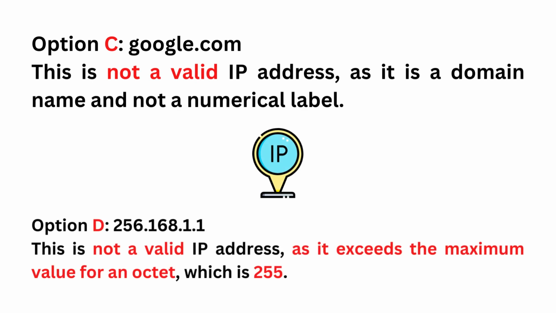Option C, google.com. This is not a valid IP address, as it is a domain name and not a numerical label. Option D, 256.168.1.1. This is not a valid IP address, as it exceeds the maximum value for an octet, which is 255.